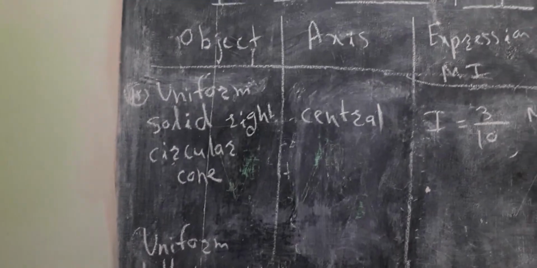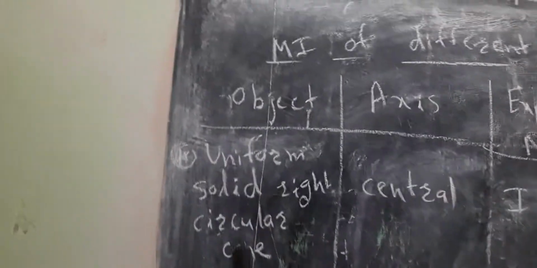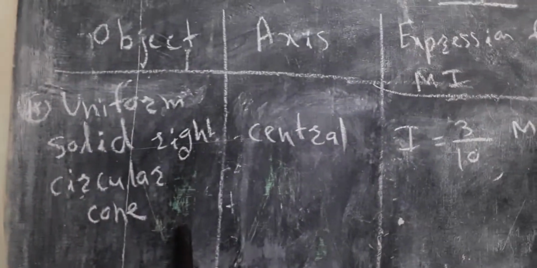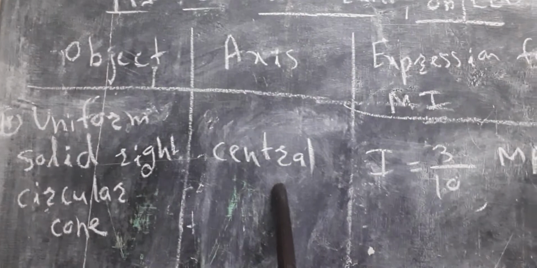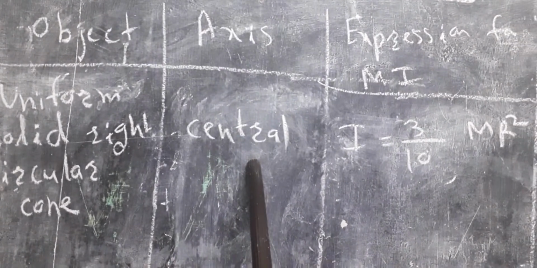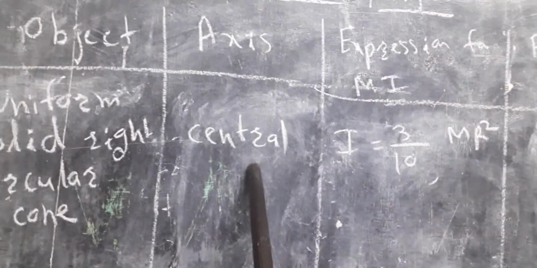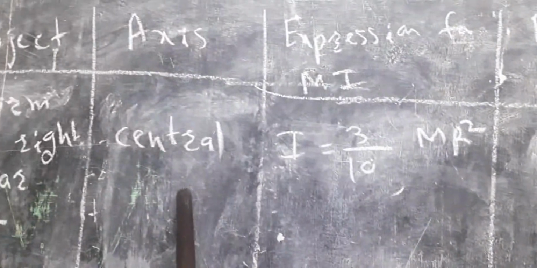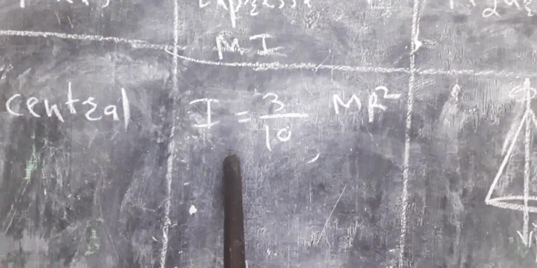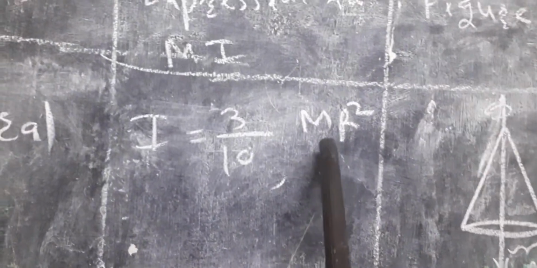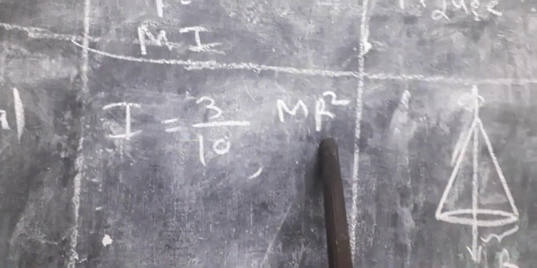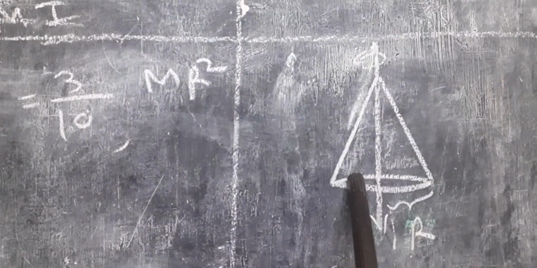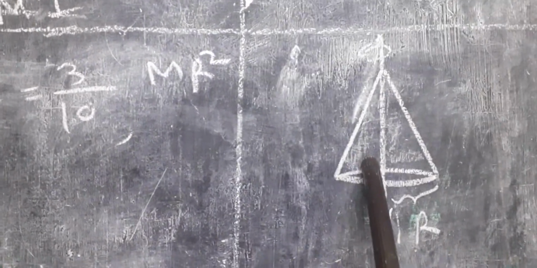Now the next object is a uniform solid right circular cone. The axis passes through the central point of symmetry, the center of mass. Because of this axis, the value of moment of inertia comes out to be 3/10 MR², where M indicates the mass of the body and R indicates the radius of this circular cone. See the diagram. This is a solid cone, so there is no hollowness, it is a solid body.